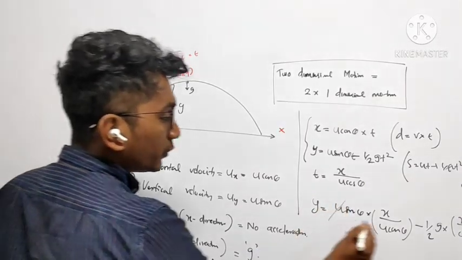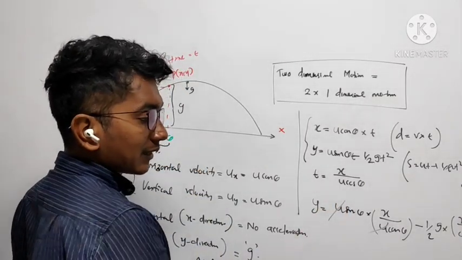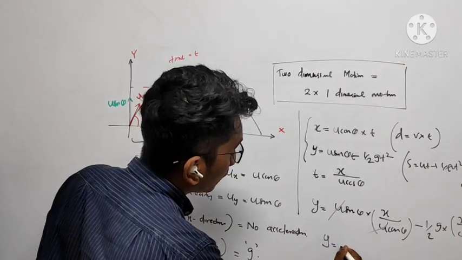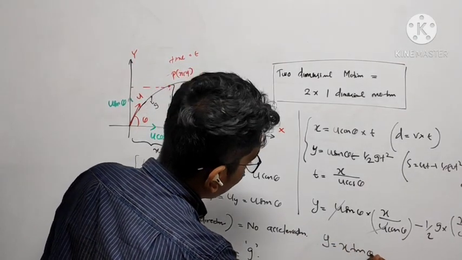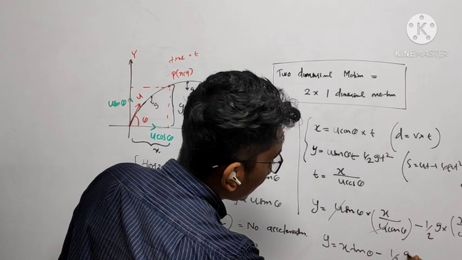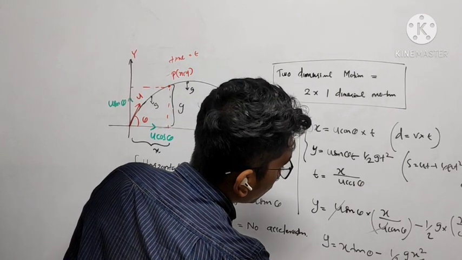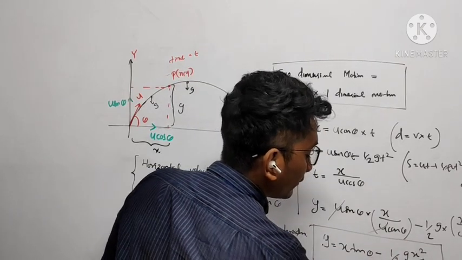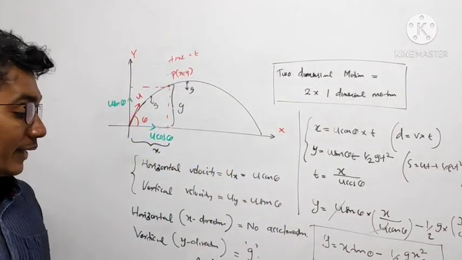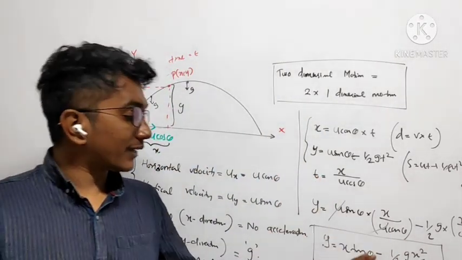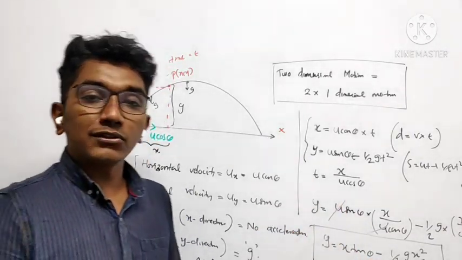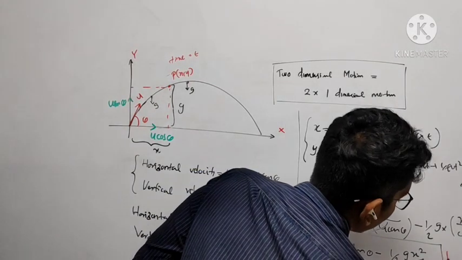So here u got cancelled. Nothing else is getting cancelled. Sin theta by cos theta is tan theta. So y is equal to x tan theta minus half g x square by u square cos square theta. This is the equation which we need. This equation is known as the trajectory equation of a projectile.